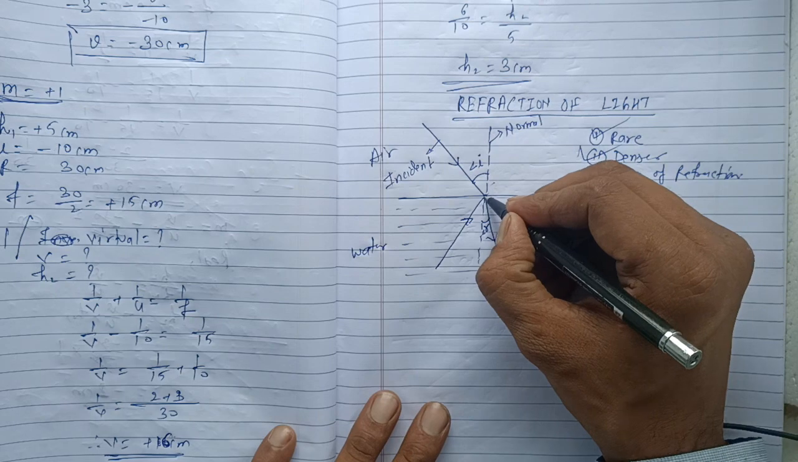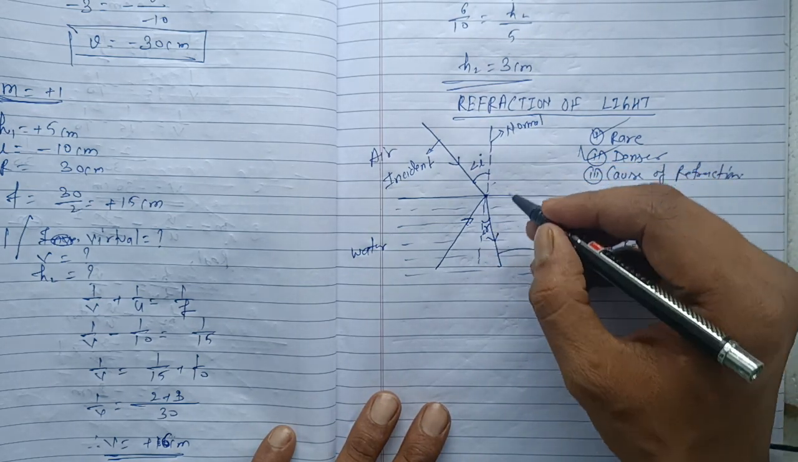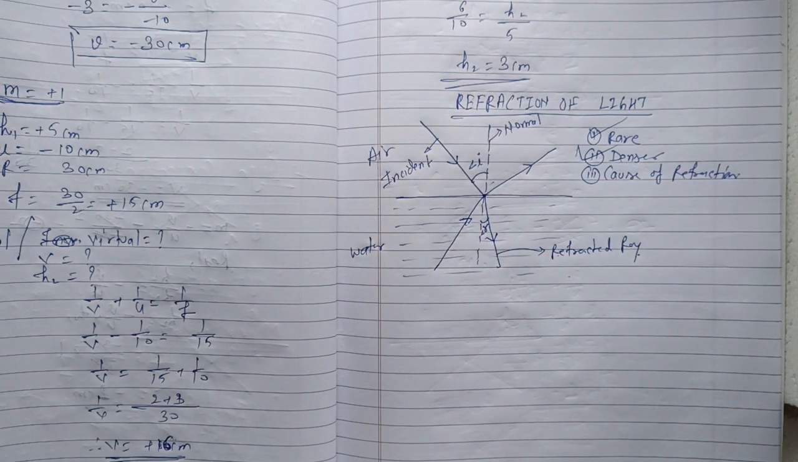It will feel less pressure, there will be less resistance offered by the medium, so it will move away from the normal. So what we can get from here is that when a ray of light travels from a rarer medium to a denser medium, it moves towards the normal because of increasing pressure, decreasing velocity and increasing resistance. But when a ray of light travels from a denser to a rarer medium, it moves away from the normal because of reducing pressure, reducing resistance and increasing velocity.